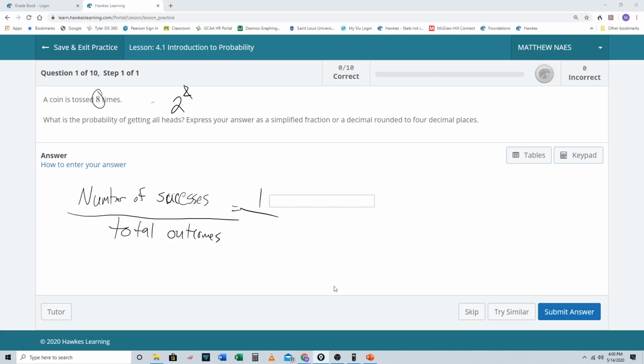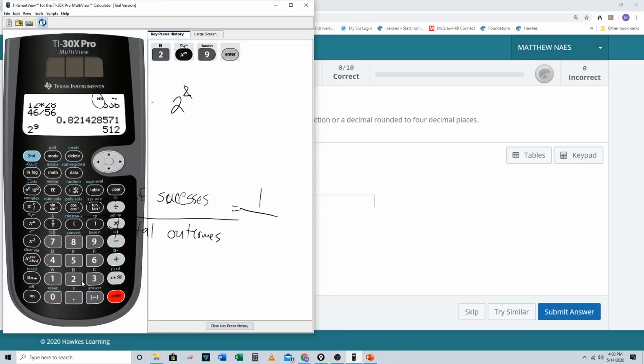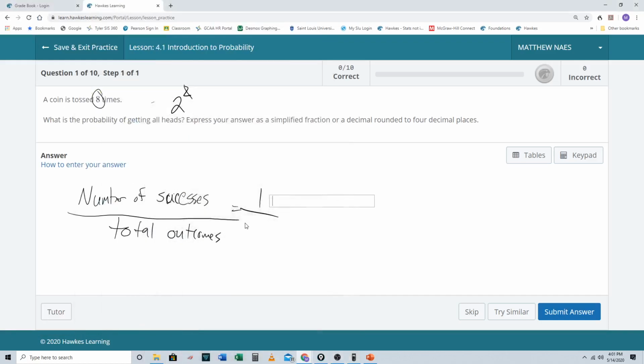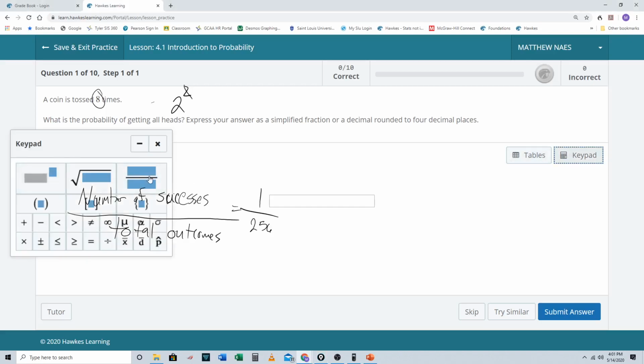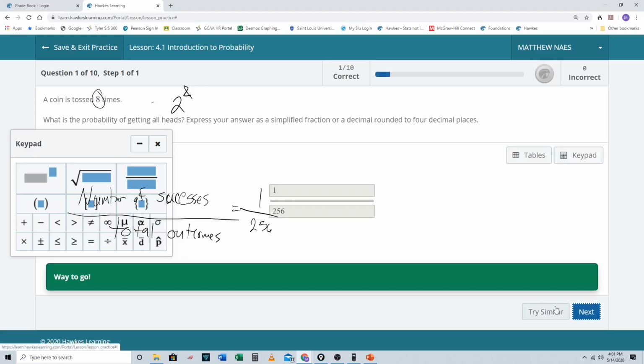So I want to say that's 256. Yeah, 256. So 1 out of 256. Now to put that in here, again, you have your keypad, which gives you your fraction button, and 1 over 256. And there we go.